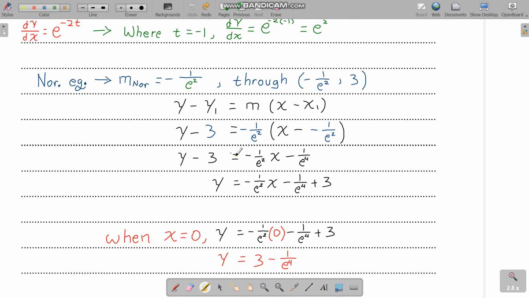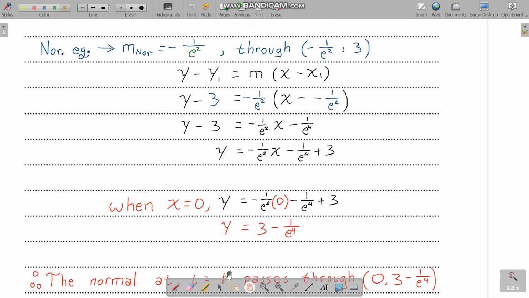So if you expand here, you simplify, and then you move the 3 to the right, so plus 3 to both sides, you get this y equals mx plus c form. So this is the m and this is the c.